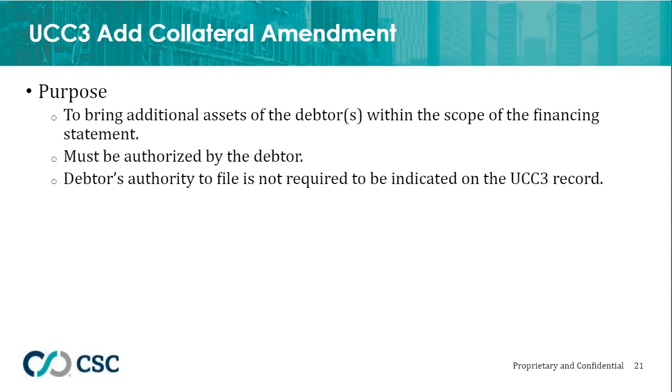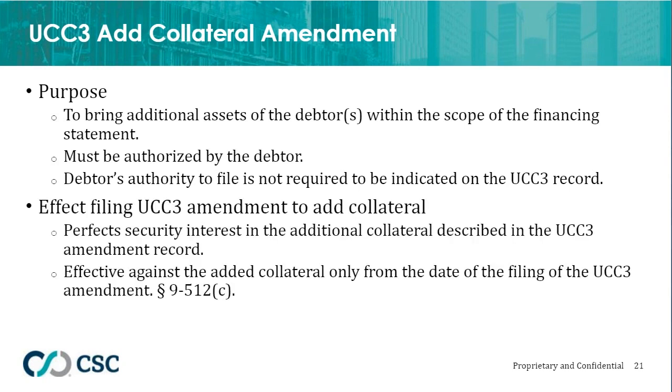Just like a debtor has to authorize the filing of an initial financing statement, there's no place on there where the debtor indicates that they have authorized the filing of that. So once a UCC3 amendment to add collateral has been filed, it perfects that security interest in the added collateral, though without retroactive effect. In other words, it's only effective for the added collateral from the date the amendment was filed, because until that date, the financing statement did not provide any notice to third parties that that added collateral was encumbered.